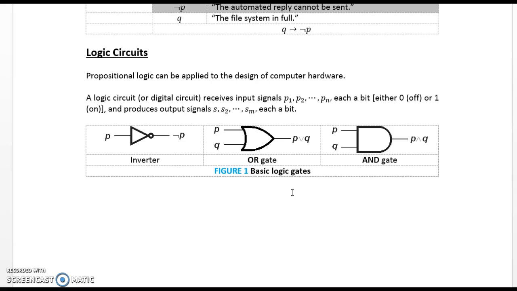We have 3 basic logic gates. The first is an inverter and equates to the NOT operator. It's a triangle with a bubble on the pointy end. The second one is an OR gate, and it has a rounded input and a pointed output. It takes the two inputs P and Q and forms the output P or Q. Finally, we have an AND gate, which has a flat input vertical line and a rounded output line and forms P and Q.